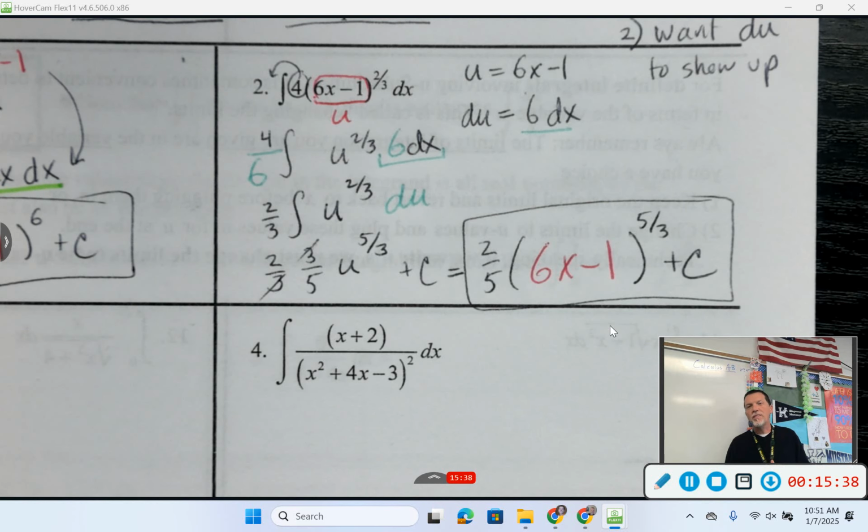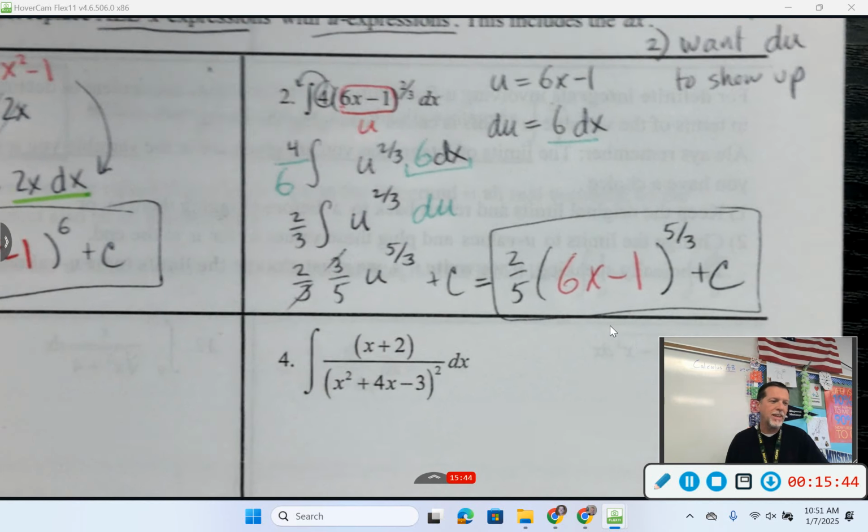U substitution. It's a little bit of work, but it makes a really hard integration problem into what hopefully is an easy integration problem.